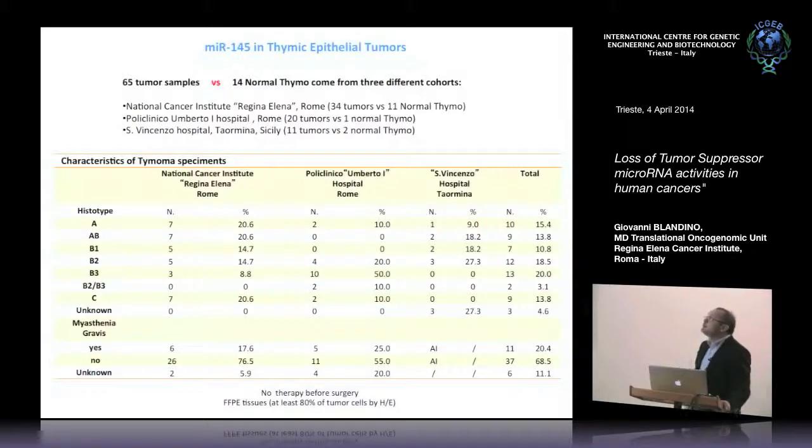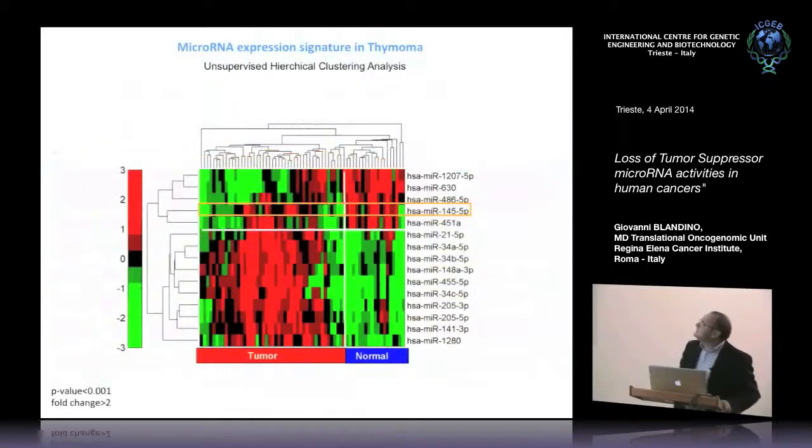So another group of samples in which we found this 145 is another tumor that is not so aggressive, thymic epithelial tumors. And again, here we could combine a different group of tumors that came from this parent hospital, and we were able to reach a very important number for these rare tumors, and we also could compare with the normal tissue. And this is another evidence in which the 145P was downregulated when we compare normal versus tumor cells.